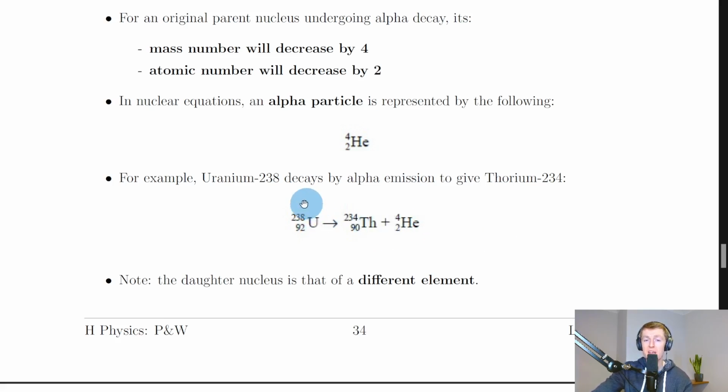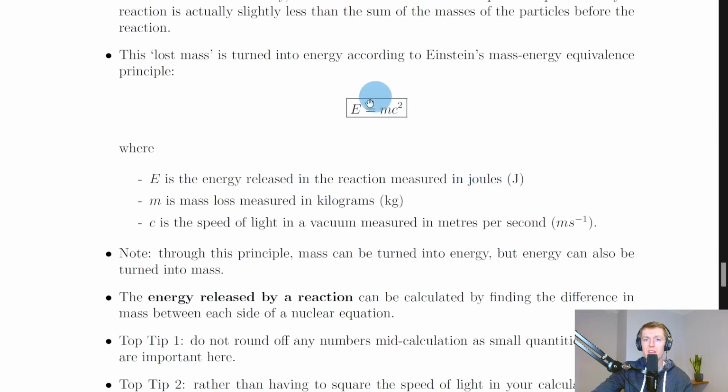So that means you would then take your total mass before the reaction and subtract your total mass after the reaction to get your lost mass. That then gives you your m value in this equation, and then you can multiply that by the speed of light squared to get the energy released in the reaction. And this kind of question is a common one to be asked in the exam, so I'd make sure you can do them.